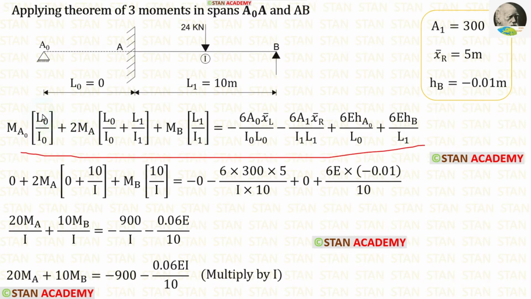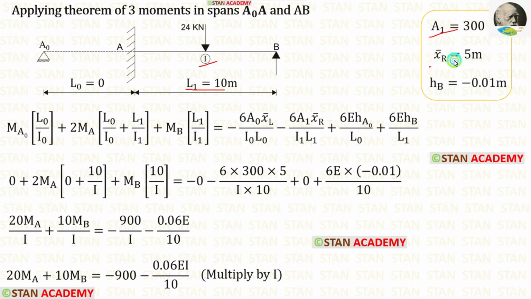In this equation, this term, this term, and this term will be 0 because these are for the imaginary span A0A. Let us apply other values. L1 is 10, I1 is I. We have already calculated area 1, x bar right, HB. Let us apply all of the values. After the simplification, we are getting these. Let us multiply this equation by I on both of the sides. When we do that, this I and this I will be eliminated. Here we will have EI.